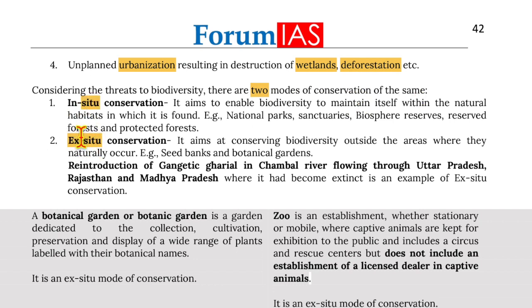Now, considering the threats to biodiversity, there are two modes of conservation, that is in situ conservation and ex situ conservation. In situ conservation aims to enable biodiversity to maintain itself within the natural habitat in which it is found. Examples would be national parks, sanctuaries, biosphere reserves, reserve forests, and protected forests.